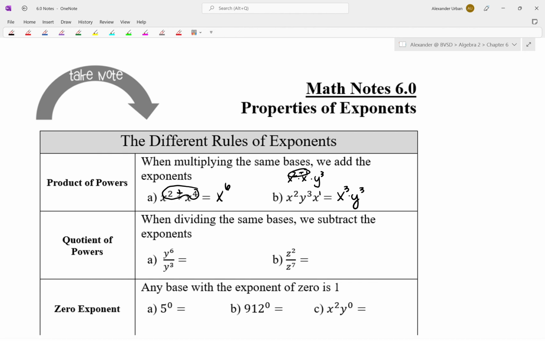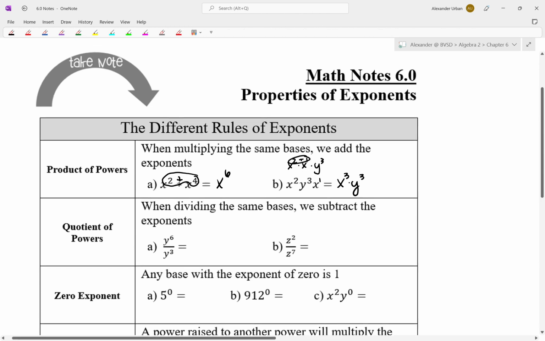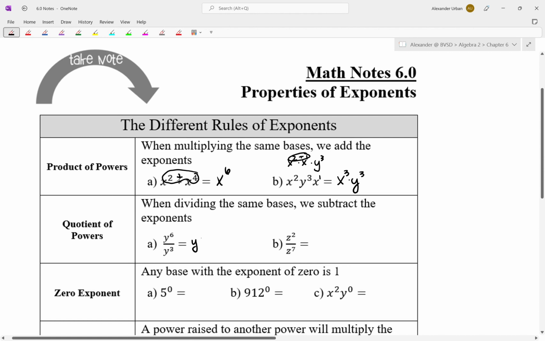Quotient of powers is when dividing the same bases, we subtract the exponents, and we look from the top down. So in this case, we have a rewrite of y to the sixth minus the third, because we're comparing these two, and so we end up with y to the third. An easy way to recognize this is we have 1, 2, 3, 4, 5, 6 y's on top, and we have 3 y's on the bottom. We can cancel out 3 on top and bottom, and we're left with 3 on top.